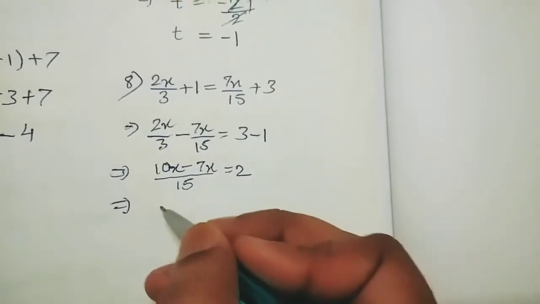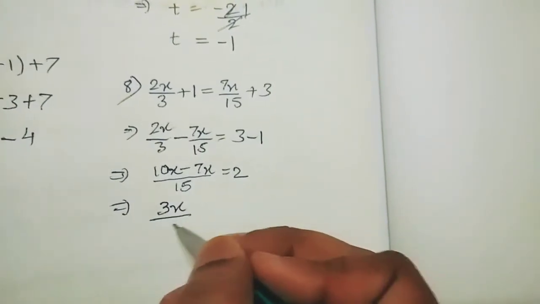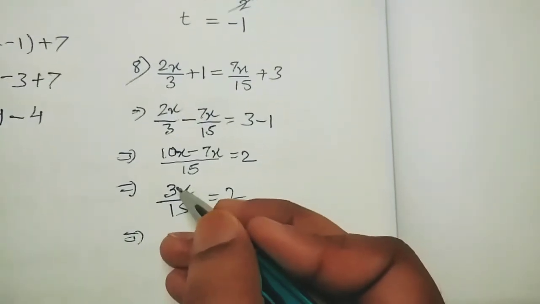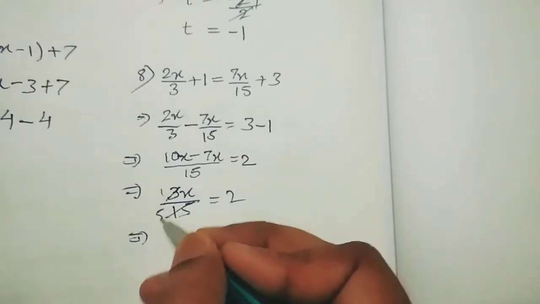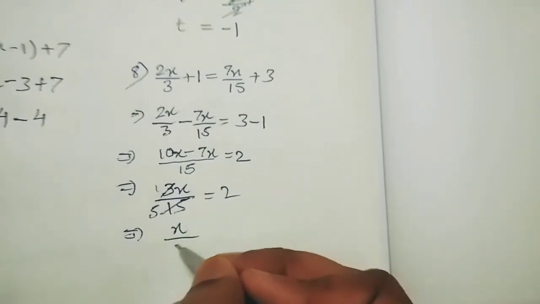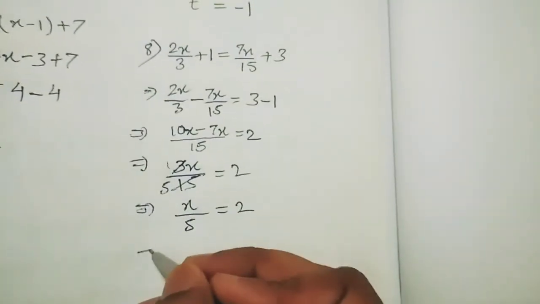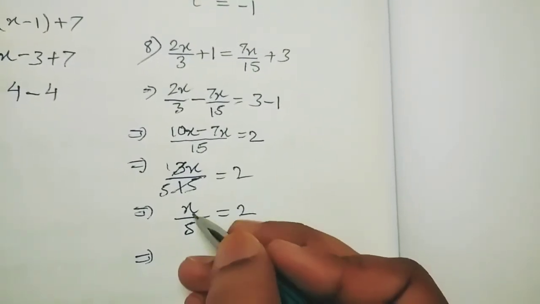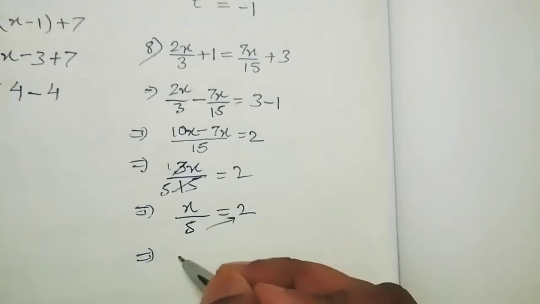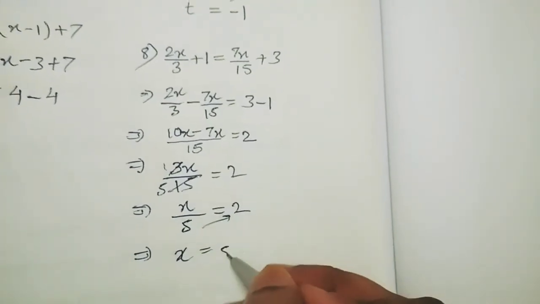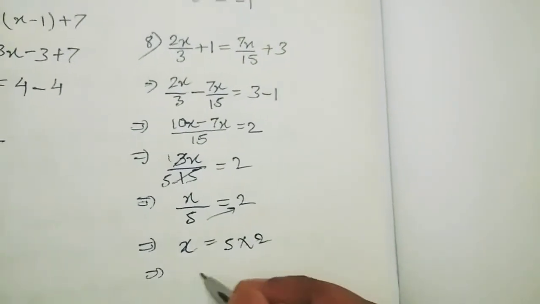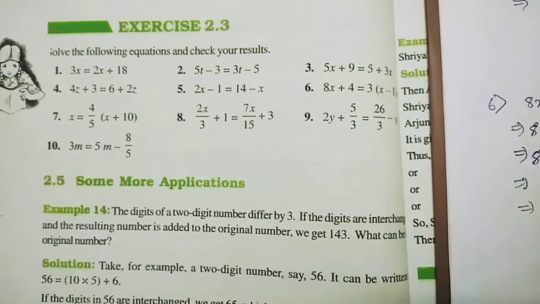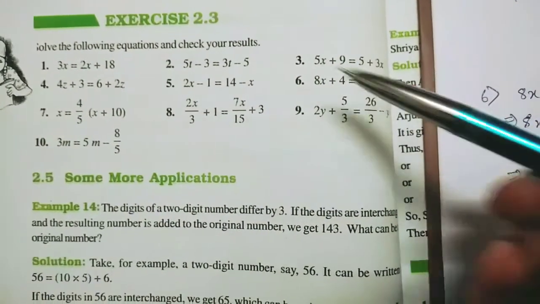Next, 10x minus 7x. So it is 3x by 15 equal to 2. Now you can cut this. 3 1 is 3. 3 5 is 15. Okay. So it is x divided by 5 equal to 2. Now what is the value of x? Whenever there is a number in the denominator, it will go this side. It will multiply, cross multiply. So x equal to 5 into 2, that is x equal to 10. So this is the answer of this question. Understood? Now next question number 9 is your homework.